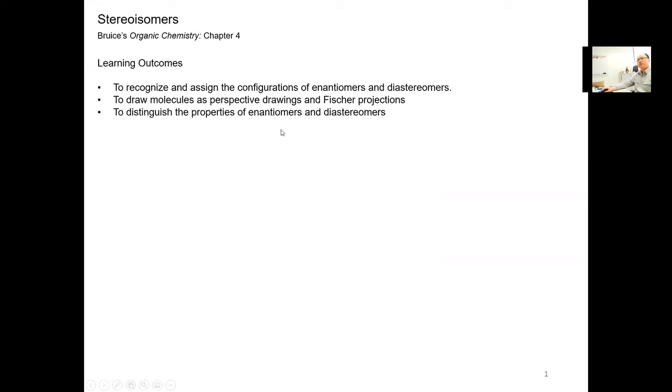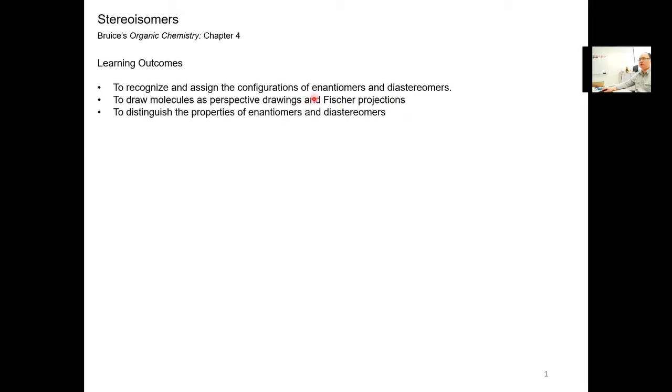which focuses on the stereoisomers. And here are the learning outcomes. So you are going to learn how to recognize and assign the configurations of two new stereoisomers we are going to teach, the enantiomers and the diastereomers. And we are going to draw molecules as perspective drawings and facial projections. So facial projections are also new here.